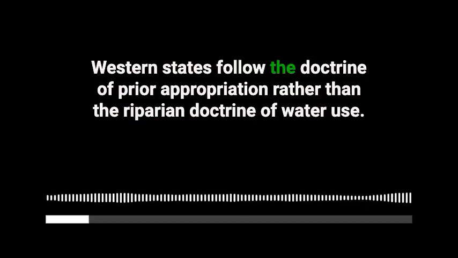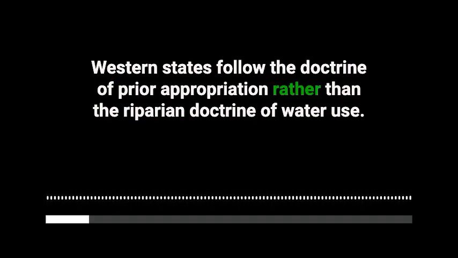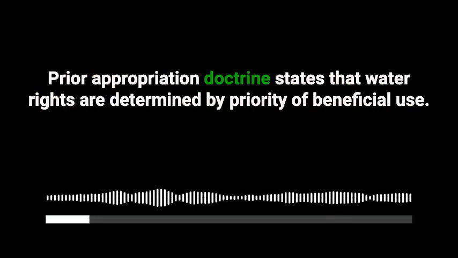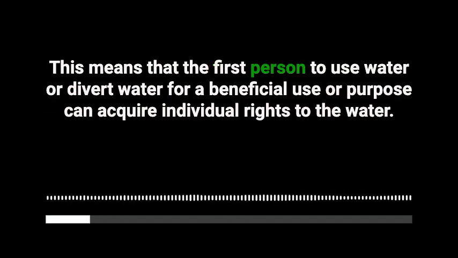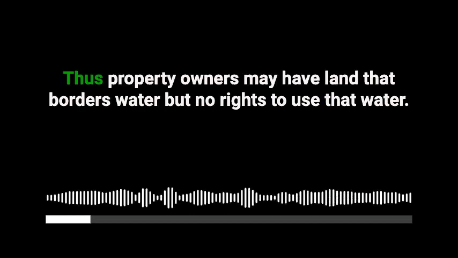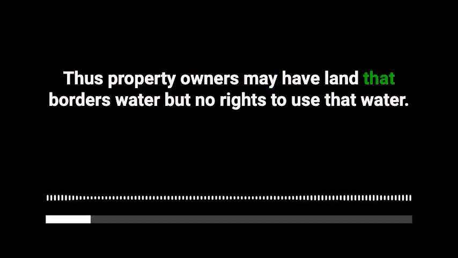Western states follow the doctrine of prior appropriation rather than the riparian doctrine of water use. Prior appropriation doctrine states that water rights are determined by priority of beneficial use. This means that the first person to use water or divert water for a beneficial use or purpose can acquire individual rights to the water. Thus, property owners may have land that borders water, but no rights to use that water.